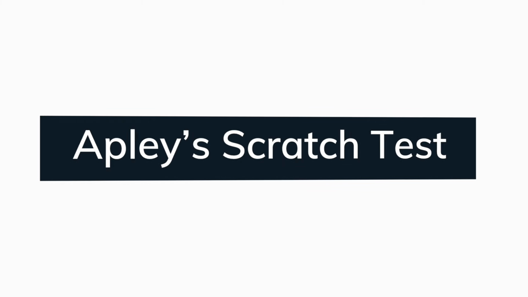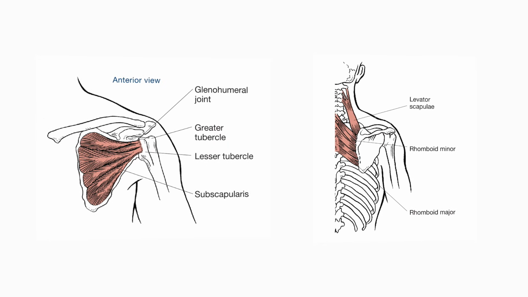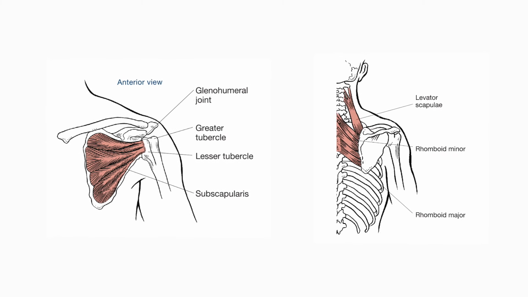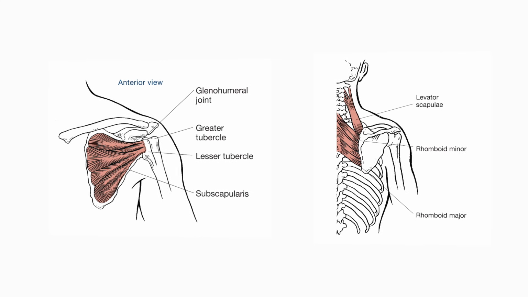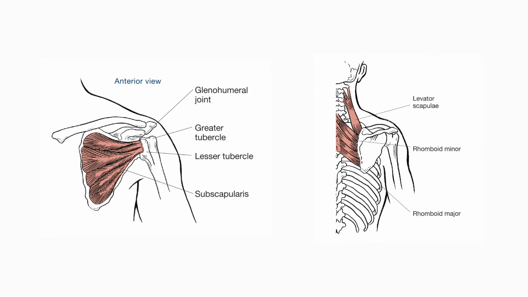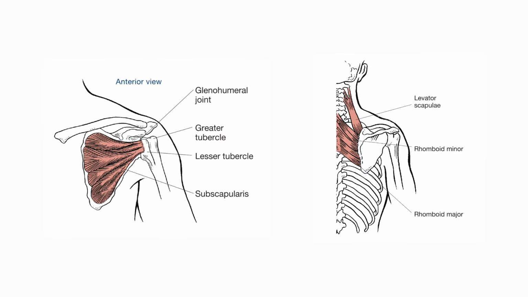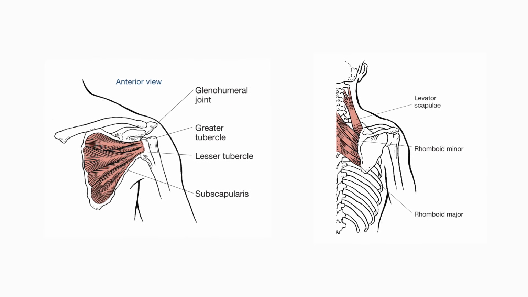The Apley's Scratch Test is the first assessment we will look at. To understand this better, let's take a look at our shoulder. Our shoulder is made up of two joints. One, the glenohumeral joint, and two, the scapulothoracic joint. Keep in mind that whenever there is an O in between a word, O means and. So the glenohumeral joint is where the head of the humerus and the glenoid fossa, a depression in the side of the scapula, come together or articulate. The scapulothoracic joint is where the scapula and the thorax articulate.